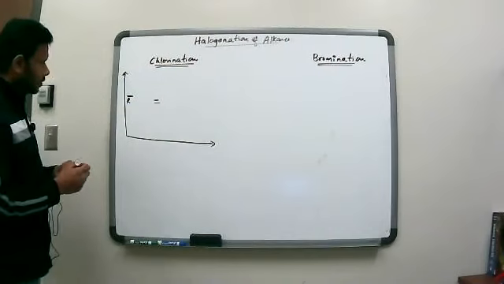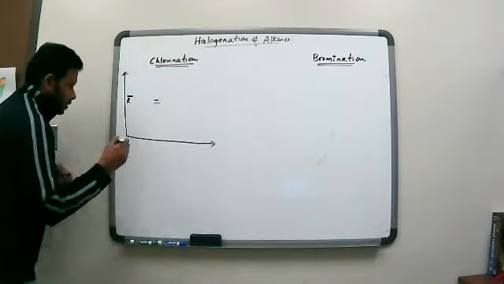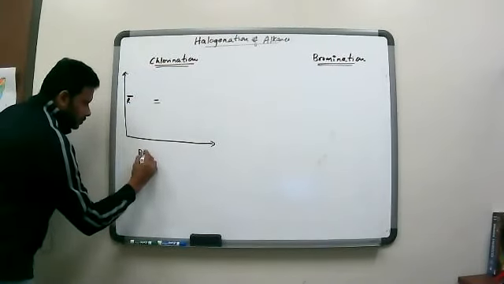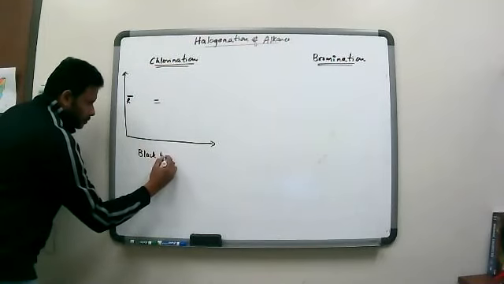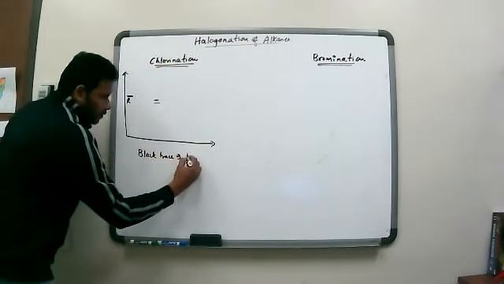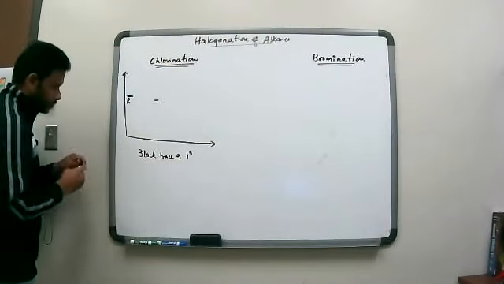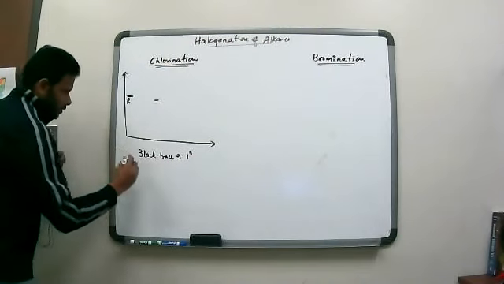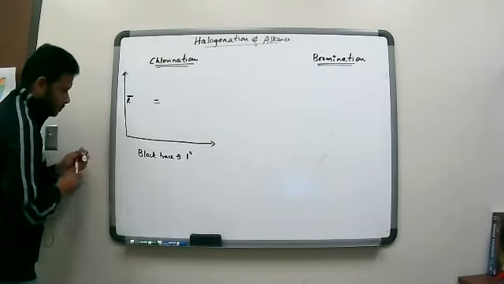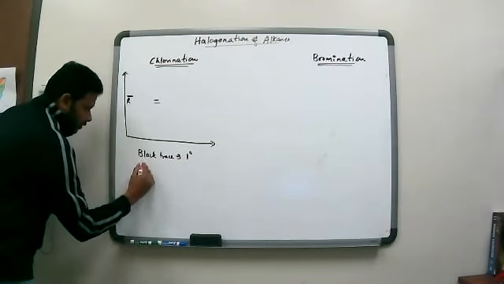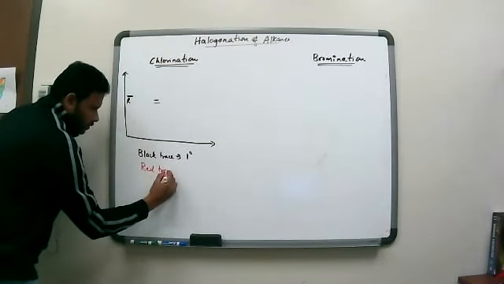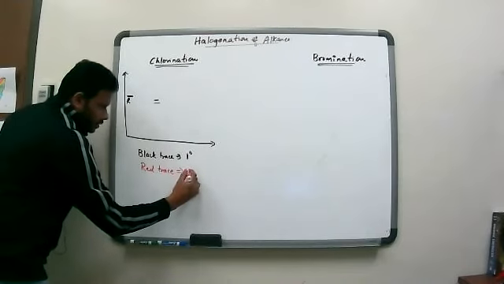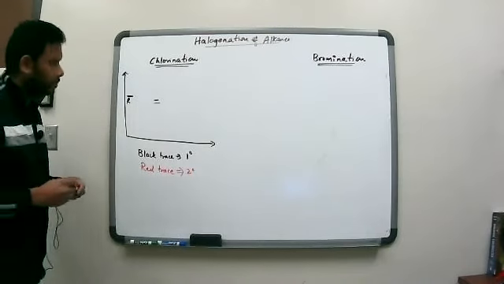Okay, so the black trace is for primary, and the red trace is for secondary.